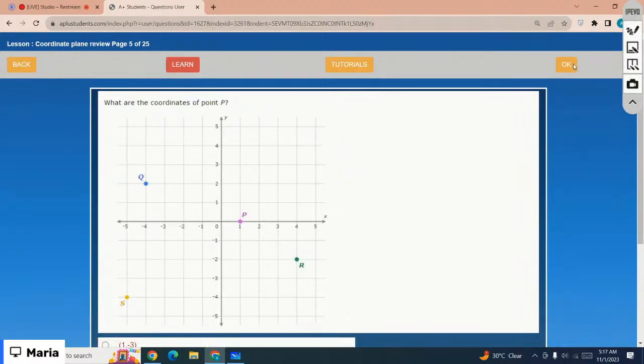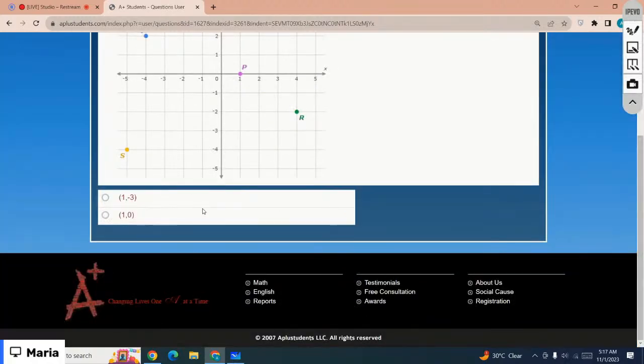What are the coordinates of the point B, which is the correct option? Very good. P has the coordinates 1 and 0. Option 2 is the correct option. Very good.